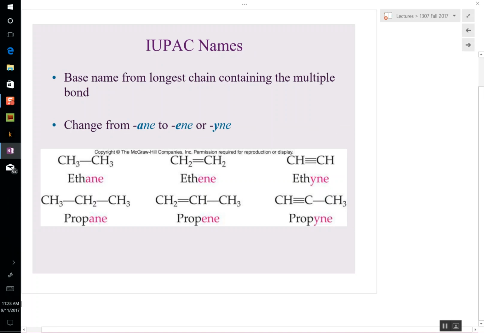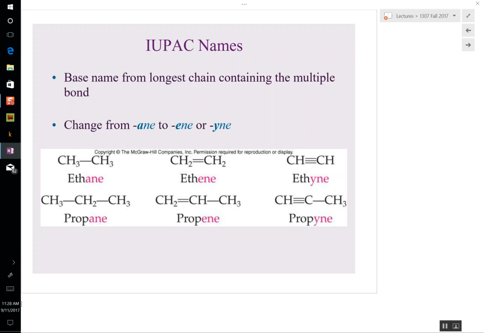Okay, IUPAC names: ethane, ethene, ethyne, propane, propene, propyne. Now, I don't need a 1 in here. Sometimes people will put numbers on there, and it's not necessary. If a number is necessary, it has to be there, be counted off. Just to tell me pentene would be an incomplete name.